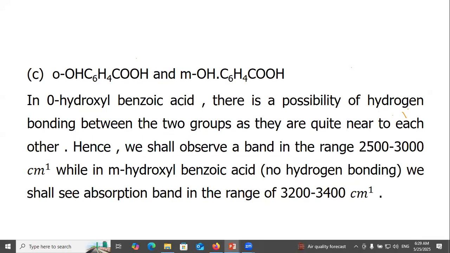In case of pair C, in ortho-hydroxybenzoic acid, there is a possibility of hydrogen bonding between the two groups as they are quite near to each other. Hence, we shall observe a band in the range of 2500 to 3000 per cm, while the meta-hydroxybenzoic acid has no such hydrogen bonding, so we shall see an absorption band in the range of 3200 to 3400 per cm.